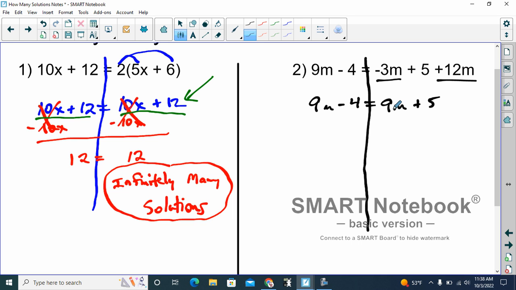I've got m's on both sides of my equal sign. I need to move them over to the same side. I can do that by subtracting 9m from both sides. And similar to example 1, 9m minus 9m goes away, and I bring my 5 down. And 9m minus 9m cancels on this side also, and I bring my negative 4 down.